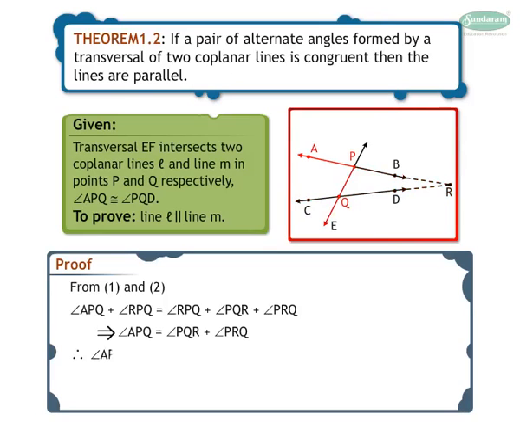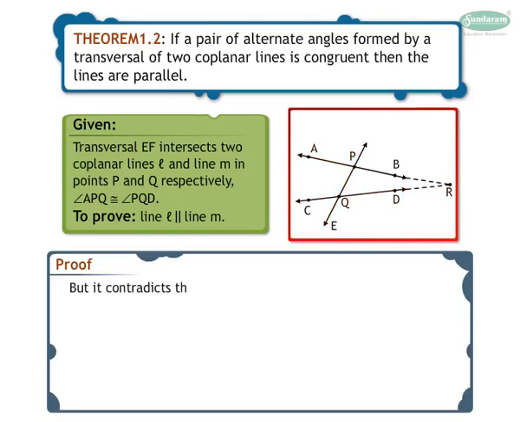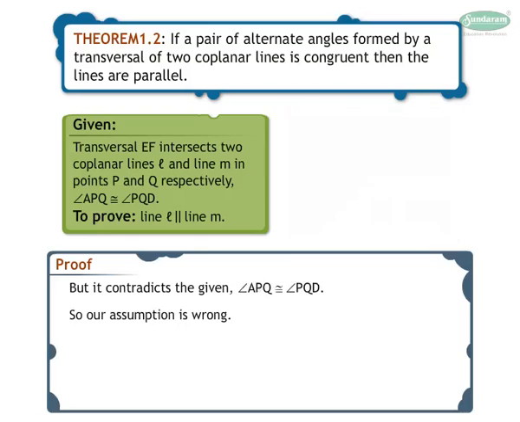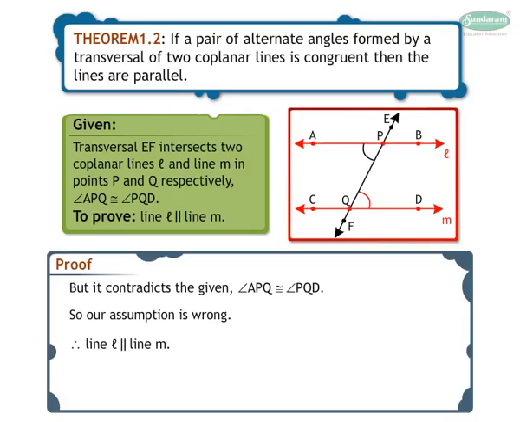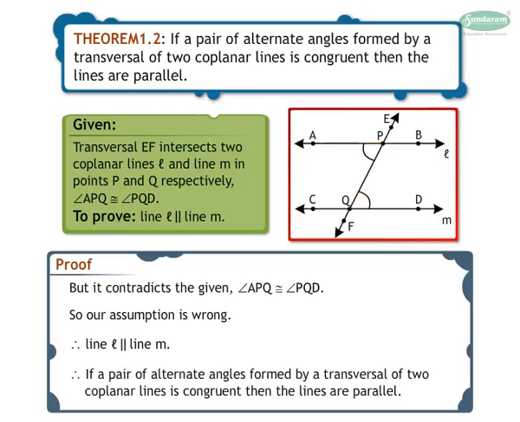This implies angle APQ is equal to angle PQR plus angle PRQ. Therefore, angle APQ is greater than angle PQR. That is, angle APQ is greater than angle PQD, as point D lies on the line QR, but it contradicts the given angle APQ is congruent to angle PQD. So our assumption is wrong. Therefore, line L is parallel to line M. Therefore, if a pair of alternate angles formed by a transversal of 2 coplanar lines is congruent, then the lines are parallel.